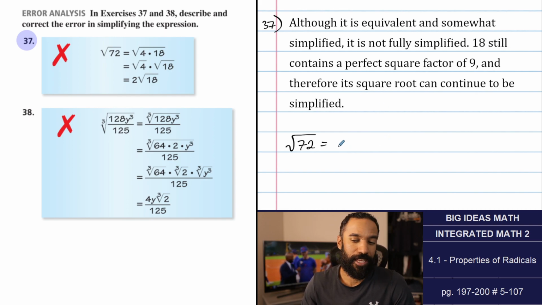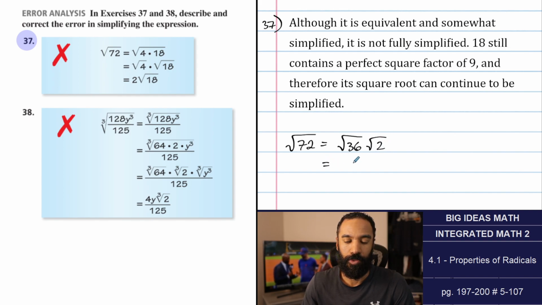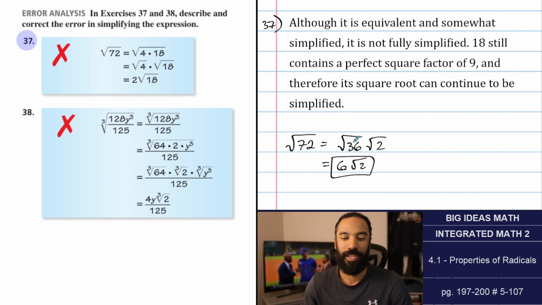36 could have been pulled out. In fact, I think we did this problem earlier, but 36 can be pulled out. Root 36 times root 2 becomes 6 root 2. So that's the faster way. Once again, I think at this point I'm not going to do this as often. But let's go to the 2 root 18.